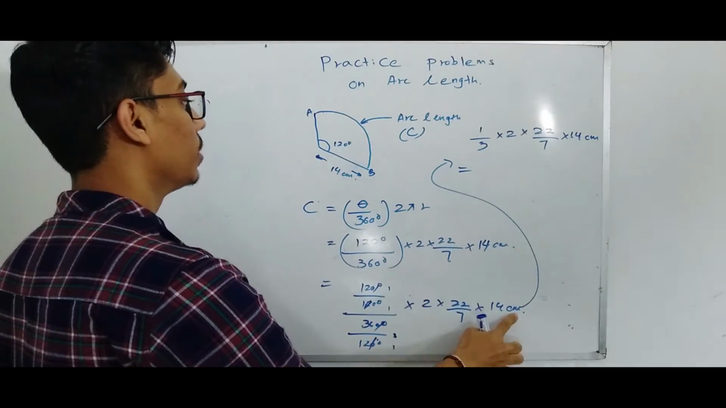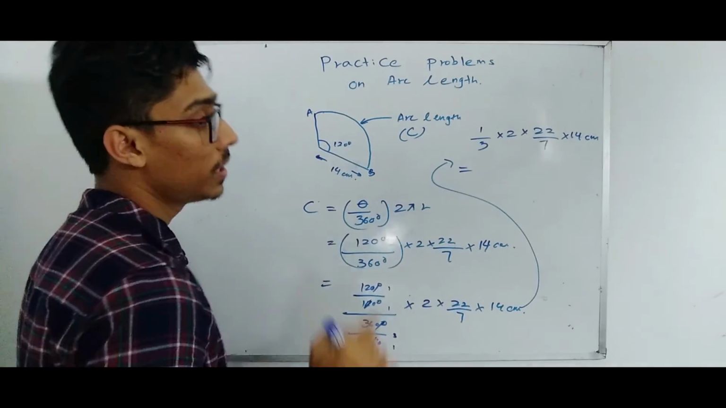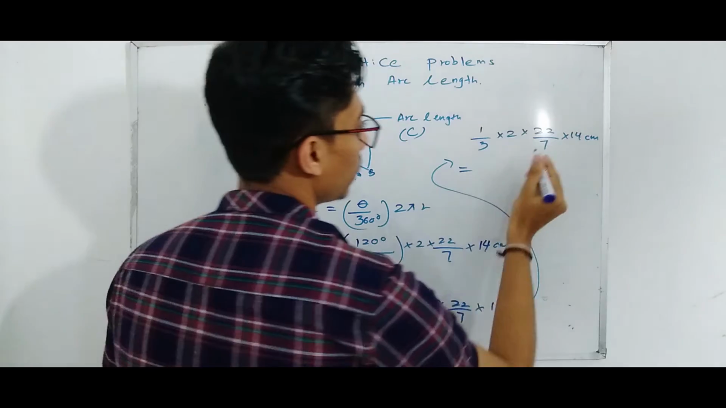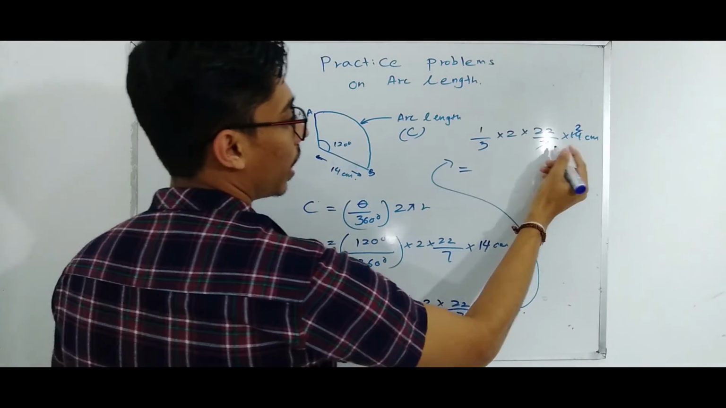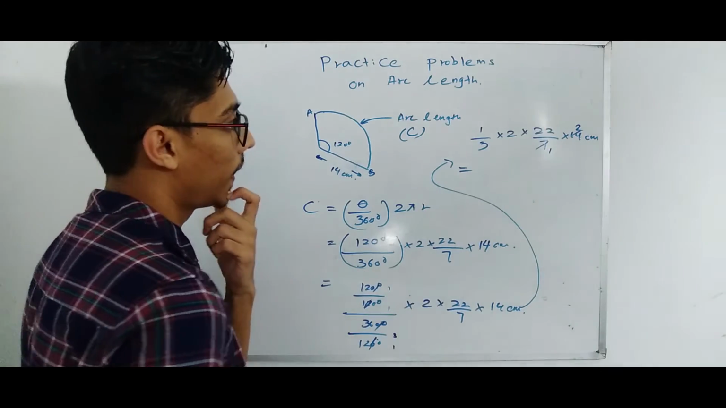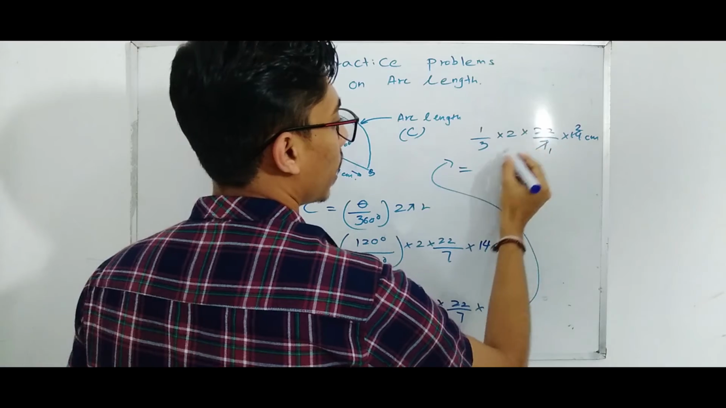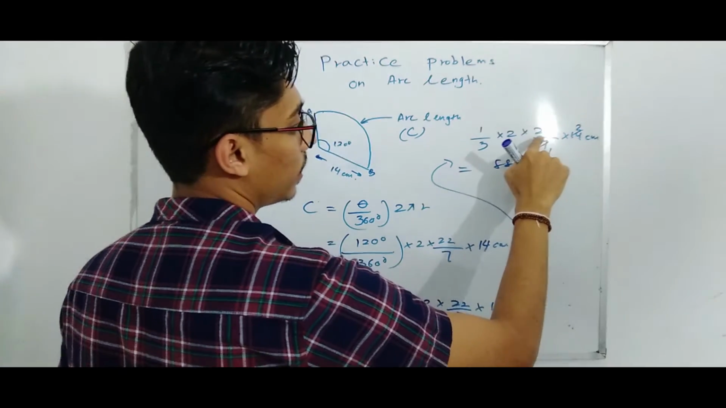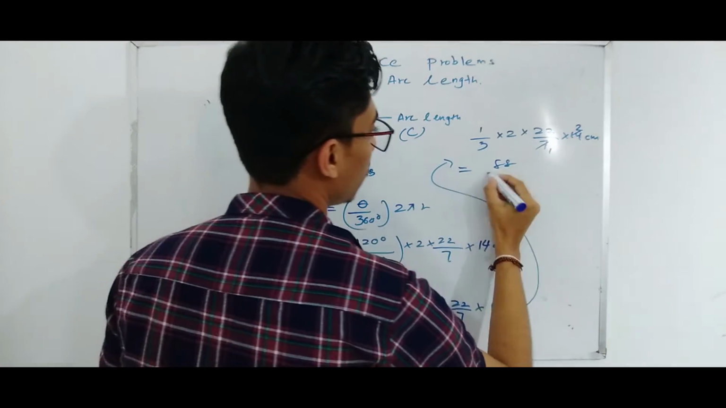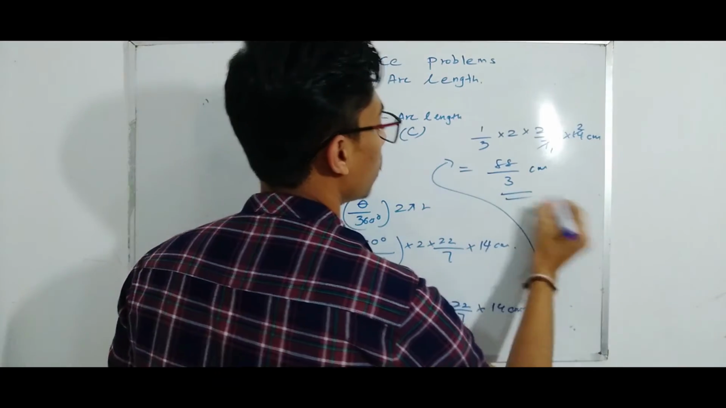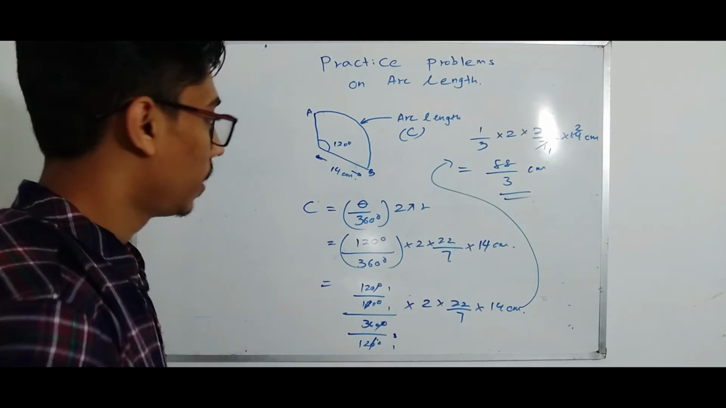Every time you need to use the units, because you get the radius in centimeters, so you get the arc length in centimeters. So I can divide this again. I can divide 14 by 7, I get 2. I can divide 7 by 7, I get 1 here. And then I have 88. 22 into 2 is 44, and 44 twos are 88, over 3 centimeters. I leave it as a fraction here.